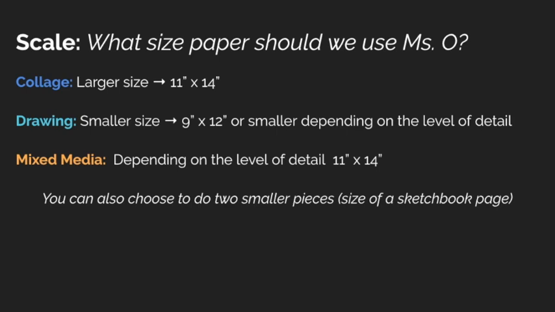And if you're doing mixed media, it just depends on what type of mixed media you're doing. If you're doing something that's really immediate, right, so something that doesn't require as much detail all around, then work larger. And if you're still planning on doing something that has a high level of detail, work a little bit smaller, like 9 by 12. You can also, if you would like, choose to do two smaller pieces instead of doing one larger piece. So a smaller size would be like the size of the sketchbook page that I give you guys. You're welcome to use the paper that's in there, or you can use your own paper, whatever you feel comfortable with.